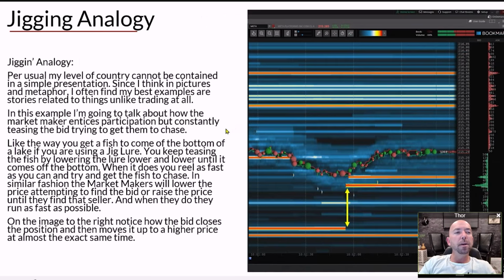I'm going to leave off of this a little bit, but just remember there's an analogy I use called jigging. When market makers are trying to entice your participation, they're constantly moving a little bit too low and pulling up, a little bit too low and pulling up. It's not about them, it's about you. They're actually trying to get the retailers to come in and getting stronger.